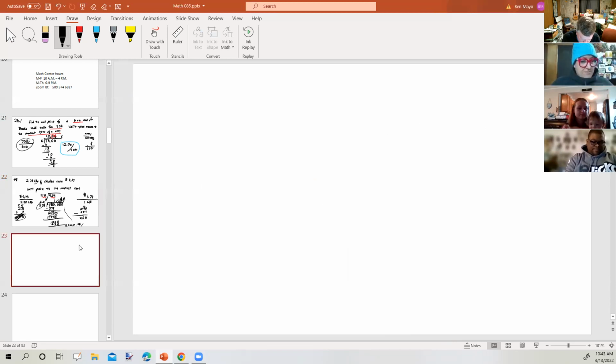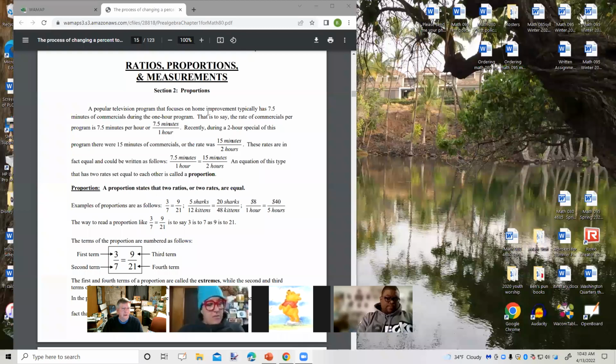So now we're going to go on to what is 2B part 2. And today we're going to talk about proportions. And so let's switch screens. And here it says proportions.